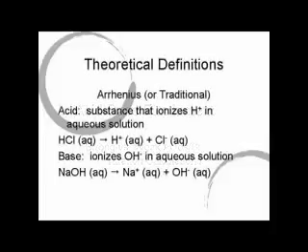Want to look first at theoretical definitions. The first will be Arrhenius, or traditional, and this is the oldest of the acid-base definitions. So an acid is a substance that ionizes H+, which is a hydrogen ion, in aqueous solution. So here we have hydrochloric acid in aqueous solution, HCl, becoming H+ plus Cl minus, and an Arrhenius base, or traditional base, ionizes hydroxide ion, OH minus, in aqueous solution. So here we have NaOH becoming Na plus OH minus.